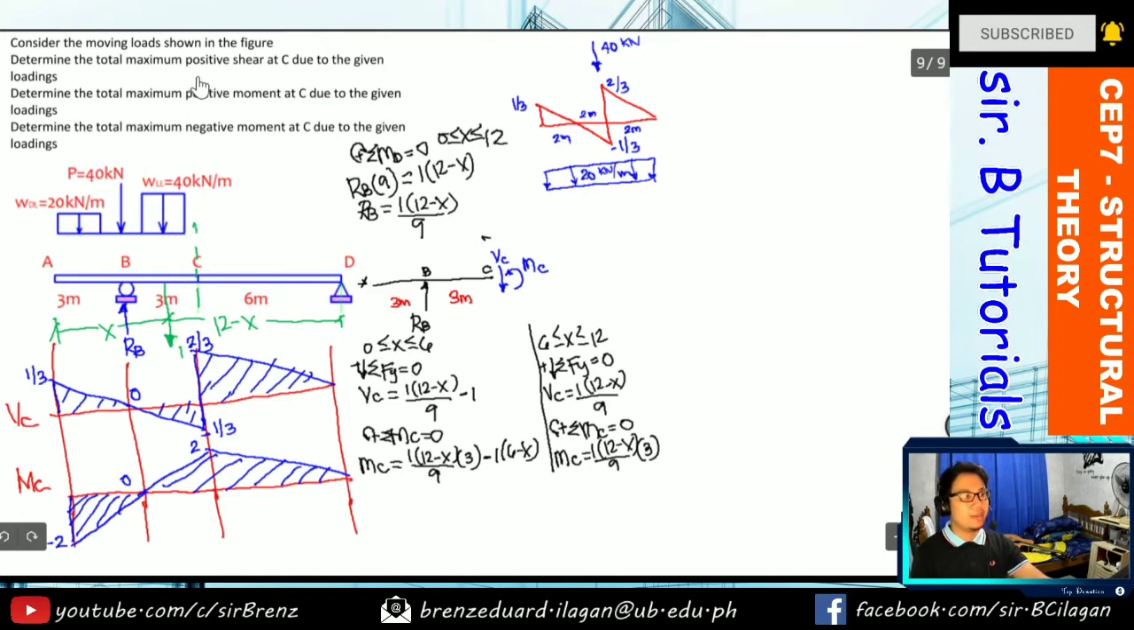And next will be for the live load. So, guys, ano nga pinapahanap? Positive shear. So, ilalagyan mo lang ng uniform load is yung mayroong mga positive value. Therefore, dito sa portion na to, meron, ayan.